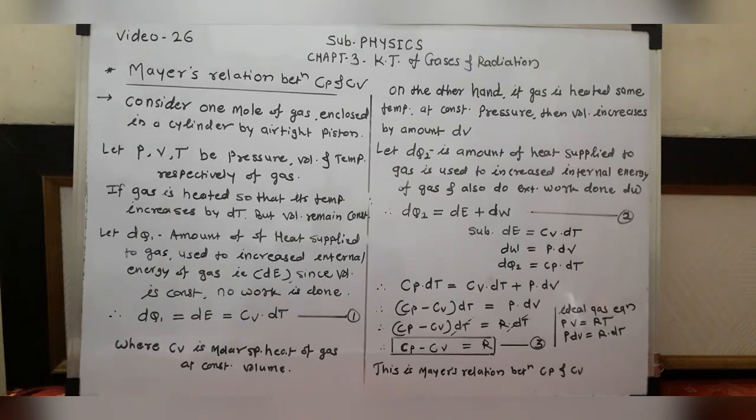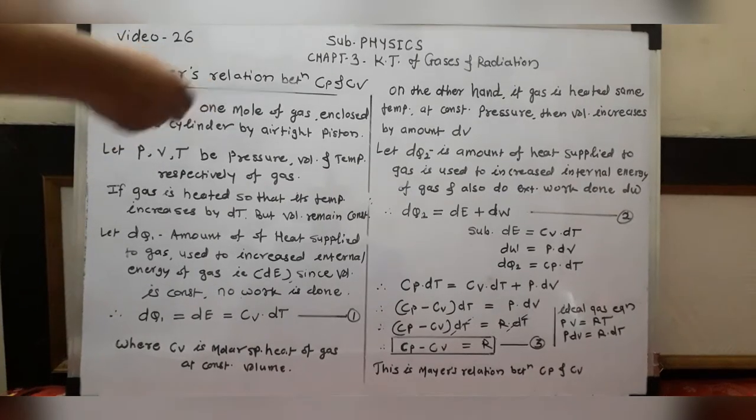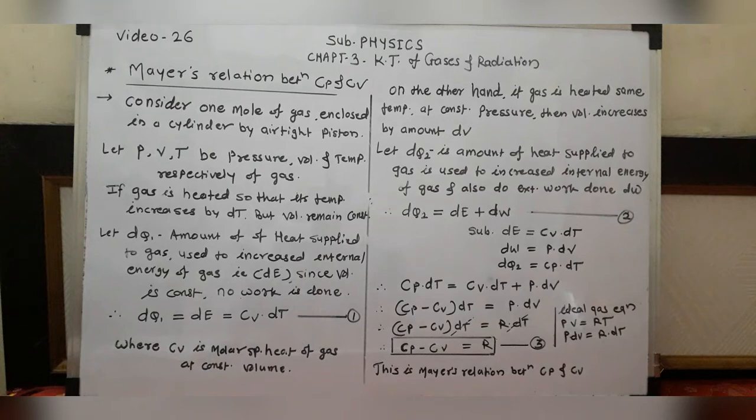Then we have to see what is the relation between these two specific heats, Cp and Cv. Instead of specific heat, if we say molar specific heat, then we change the wording. Instead of unit mass of gas we say 1 mole of the gas, then this is the molar specific heat at constant pressure and the molar specific heat at constant volume, and the relation between them is the Mayer's relation. Let us see the Mayer's relation.